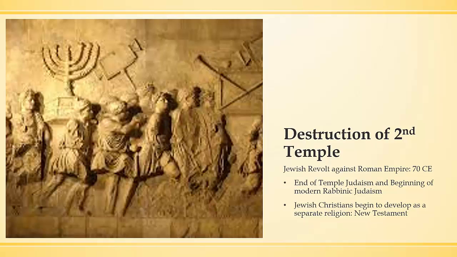At the same time, after the temple is destroyed, the Jewish followers of Jesus, who see Jesus as the Messiah, the Christ, the Jewish Christians, begin to develop as a separate religion, beginning as a Jewish movement of renewal. They now become a separate religion, and we see the beginnings of the writings of Jewish Christians that will become the New Testament, the Gospels and the letters.